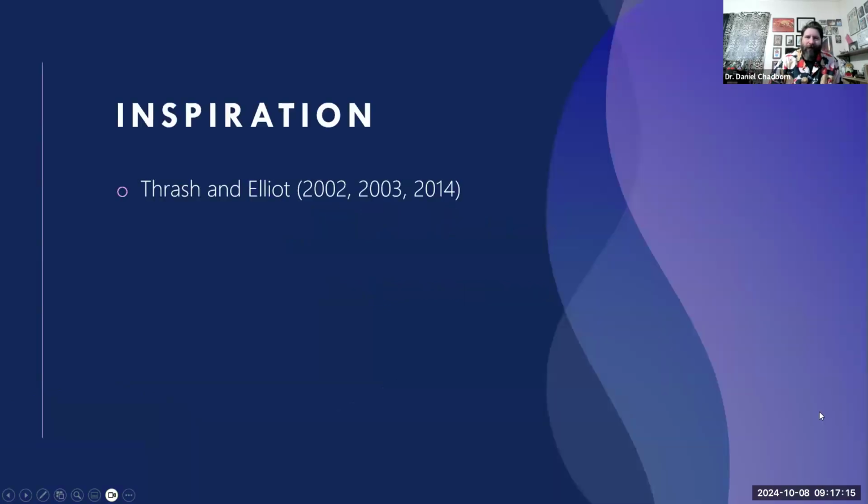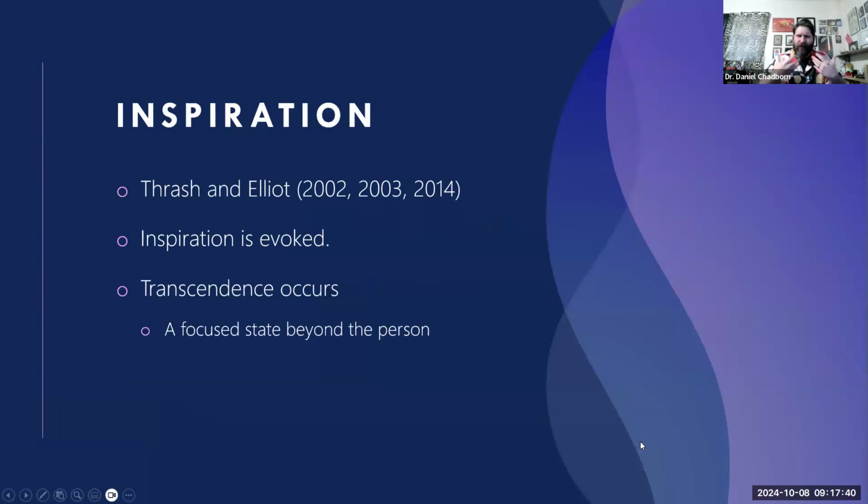So, one more definition. Inspiration. A lot of the modern research on inspiration comes from the work of Thrash and Elliott, and they define inspiration in a very particular way. They basically say that inspiration is this force that is evoked, that manifests within us. It comes from, and is evoked by, some source. It can be self-evoked, but there's usually something that primes it.